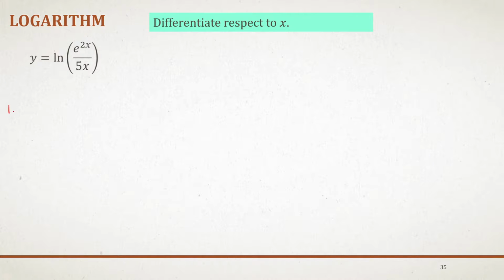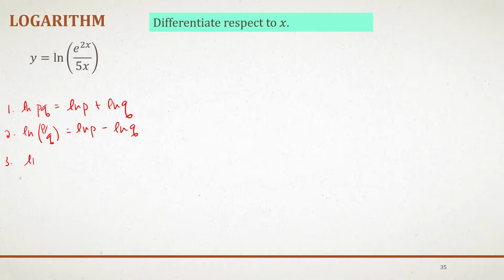The first rule of logarithm is when I have ln pq, I can rewrite it as ln p plus ln q. The second one is ln p divided by q, I can rewrite as ln p minus ln q. The third one is when I have ln p to the power of q, it is actually q ln p.